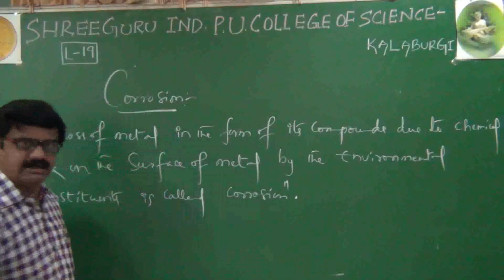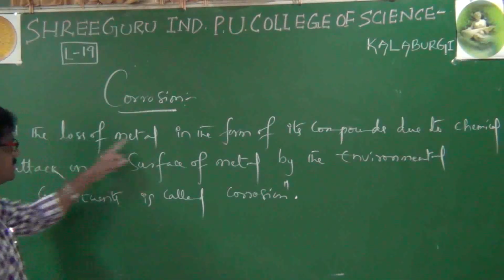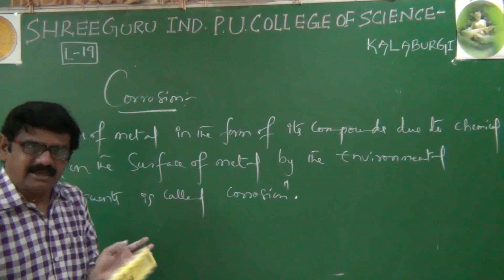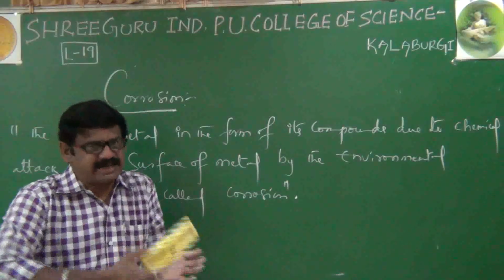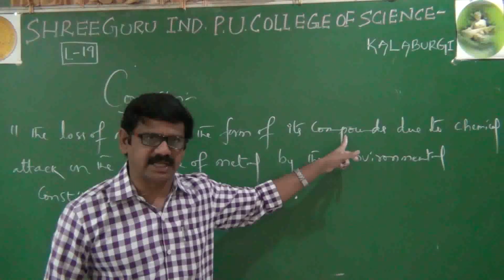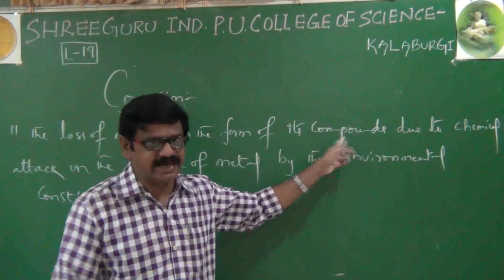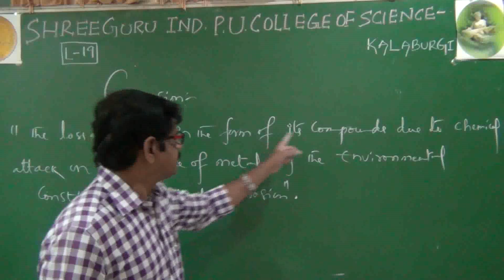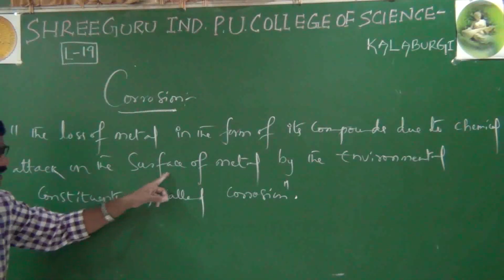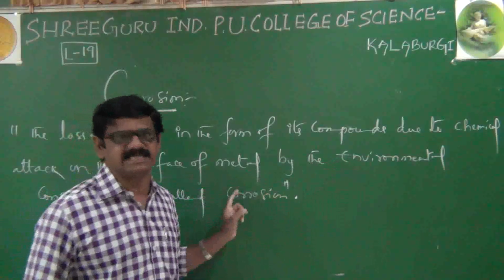Right. We'll try to understand the definition. The loss of metal means due to corrosion, definitely the metal undergoes loss, nothing but the metal weight decreases. The loss of metal is in the form of its compounds only. Metal is losing its weight in the form of its compounds due to chemical attack on the surface of metal by the environmental constituents.